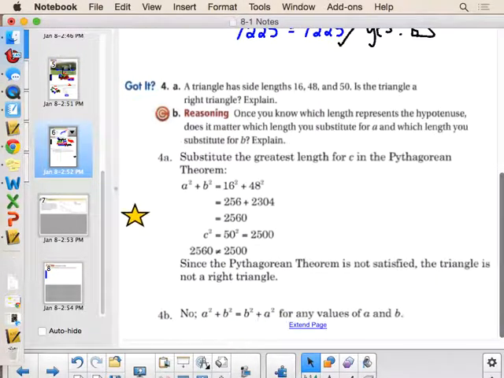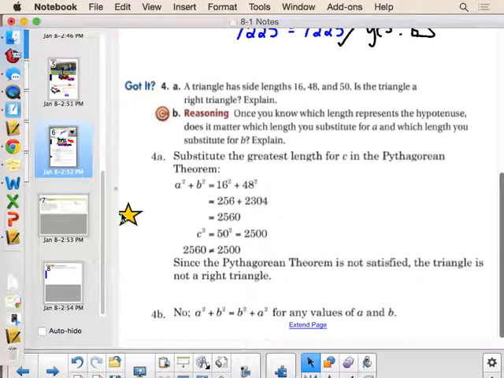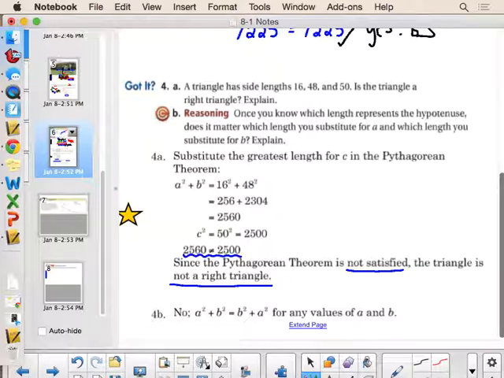All right, checking your answers. Answers for question 4. In the first question, you should have figured out that the Pythagorean theorem is not satisfied. Therefore, we do not have a right triangle. You should have ended up with a statement that 2,560 equals 2,500. It's like, huh? I've never heard of that. Therefore, it's not true. In question 4b, just like I talked about, no, it does not matter which order we plug in values for a and b.